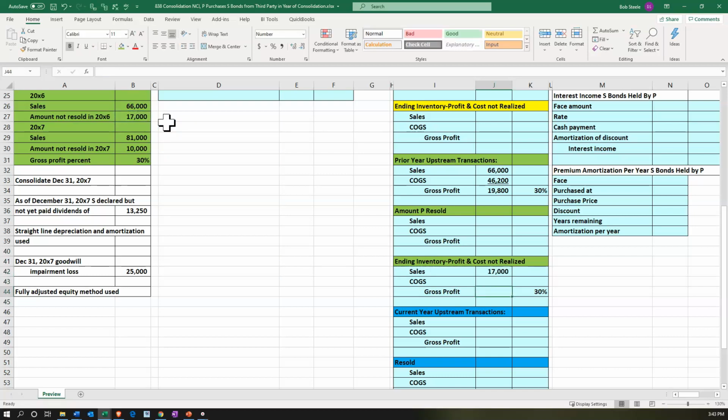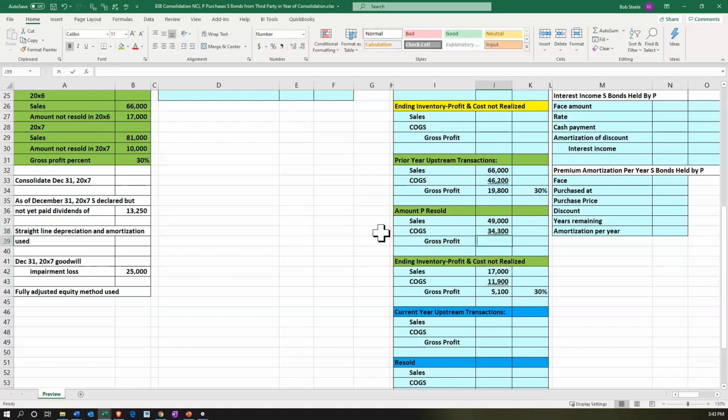And then we're going to say, all right, now the 30% of that is going to be 5,100. We can then figure out the cost of goods sold, 17,000 minus the 5,100 gives us the 11,900. Then we can back into the amount that was resold. In other words, this is the amount of the sales, and this is how much was still in the ending inventory. So the difference is the amount that was resold, 66,000 minus the 17. Resold in terms of cost of goods sold, the 46.2 minus the 11.9.